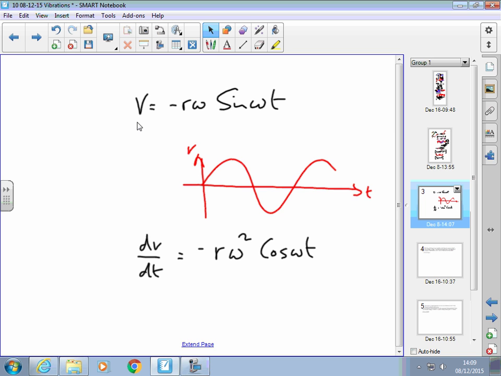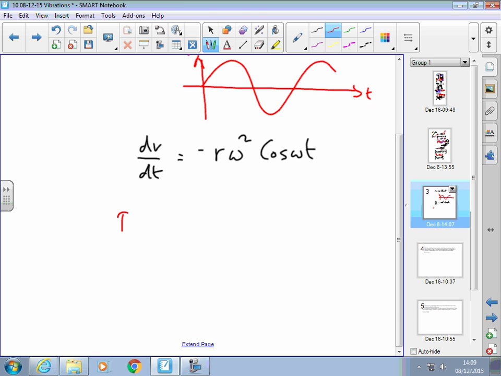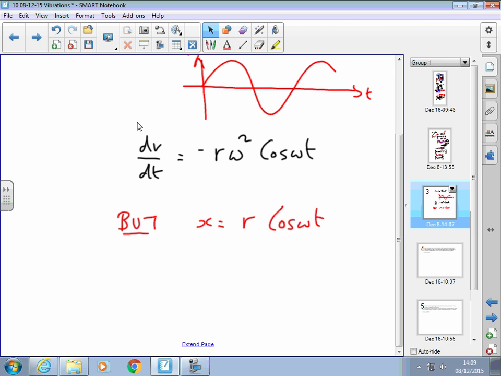But we know a formula for x. So I can replace the r cos omega t with x. And I get that the acceleration, which is the rate of change of velocity, equals minus x omega squared.